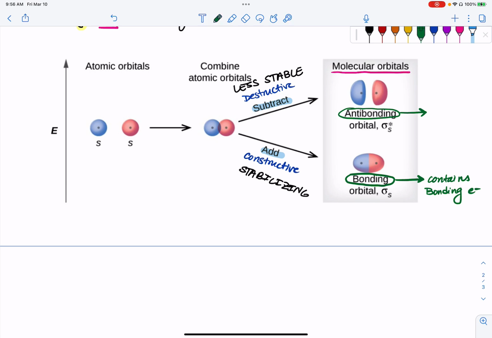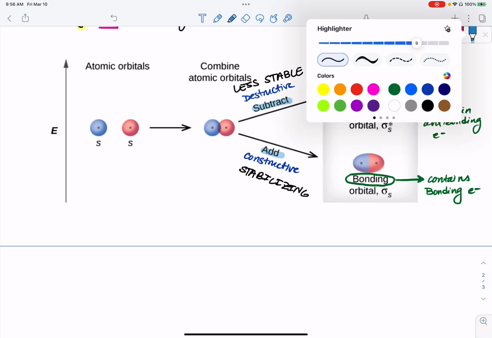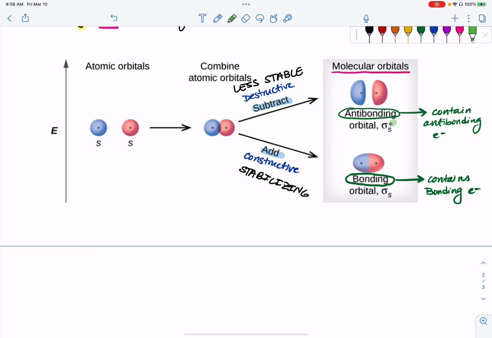So we say the antibonding orbitals contain antibonding electrons. And we indicate antibonding electrons or antibonding orbitals with this little asterisk.